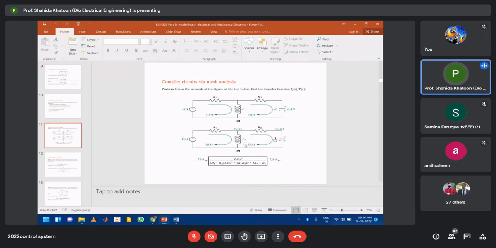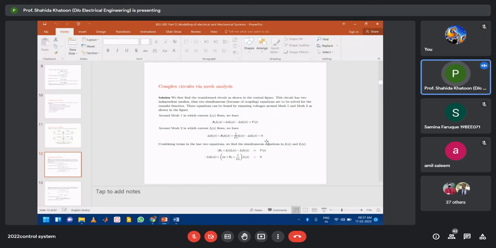Similarly, in the second loop, the voltage across Ls is Ls into I2 minus I1, then R2 I2, then 1 by Cs I2. That is equal to 0 because there is no voltage source in this loop, right? So that is what we have written here. R1 I1s plus Ls into I1 minus I2, and Ls into I2 minus I1 plus R2 I2 plus 1 by Cs I2 equal to 0.